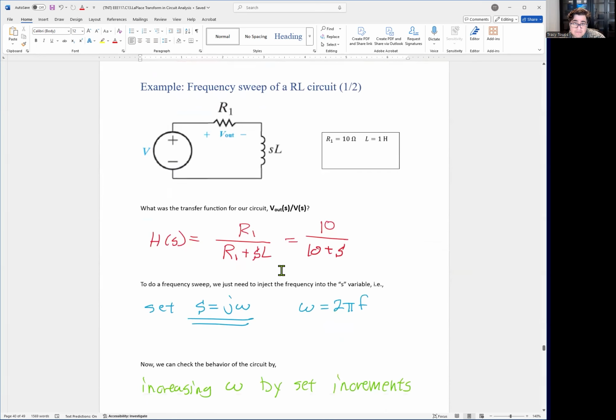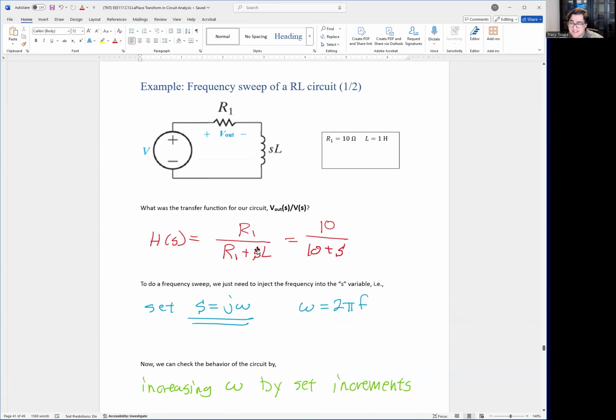Well, let's see what a frequency sweep will look like. The best way to figure it out is to do it. From the previous circuit, we know our transfer function of the circuit, H of S, which is the output over your input, is R divided by R plus SL.